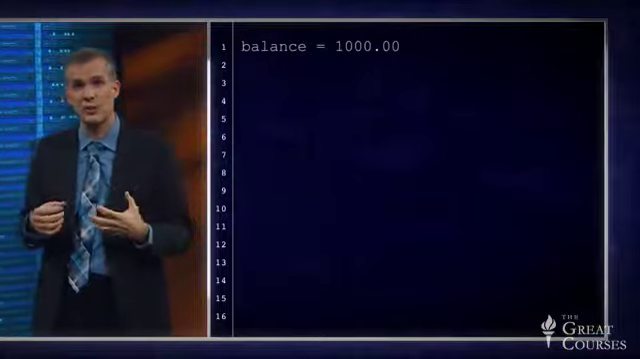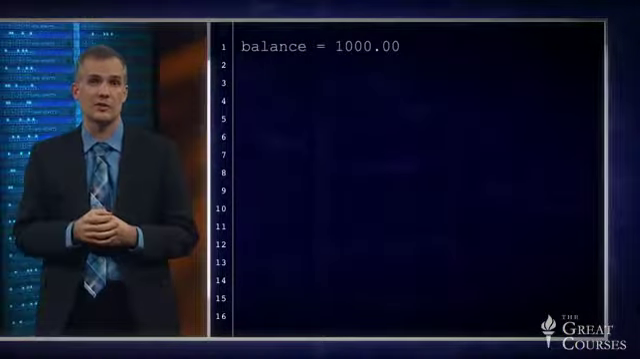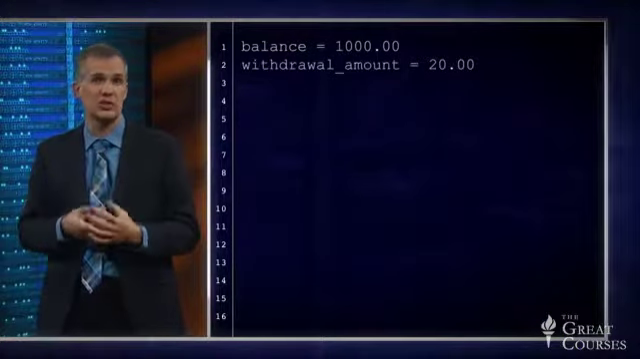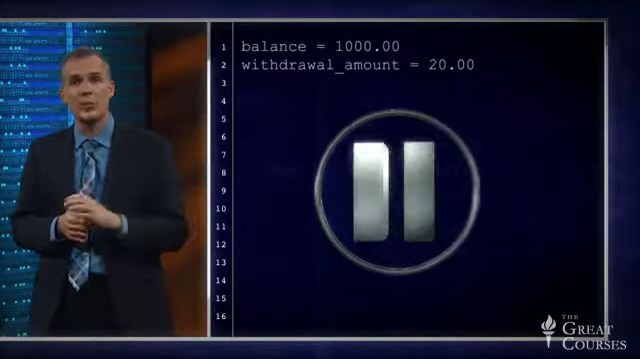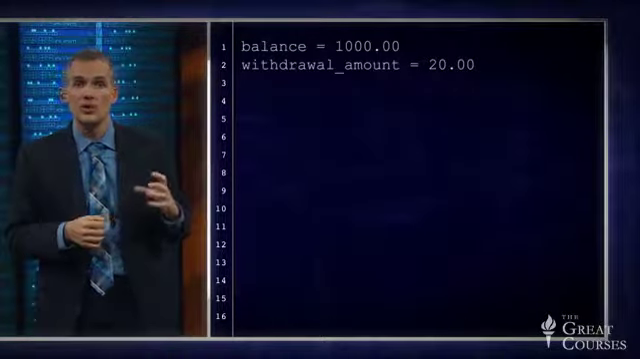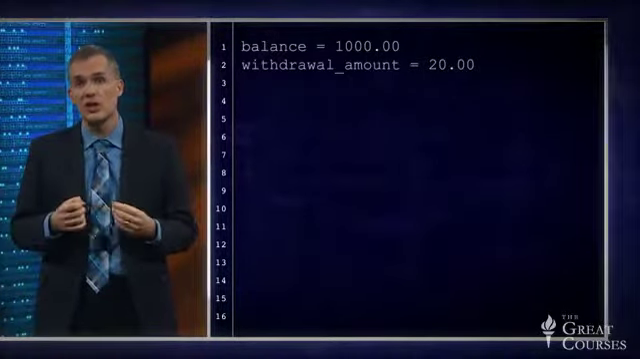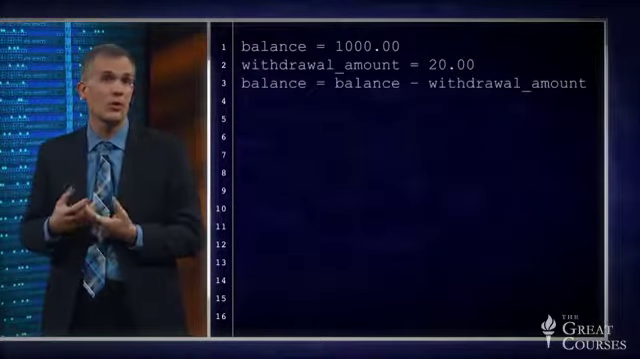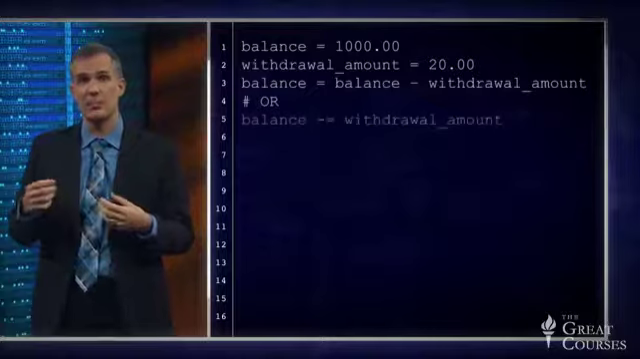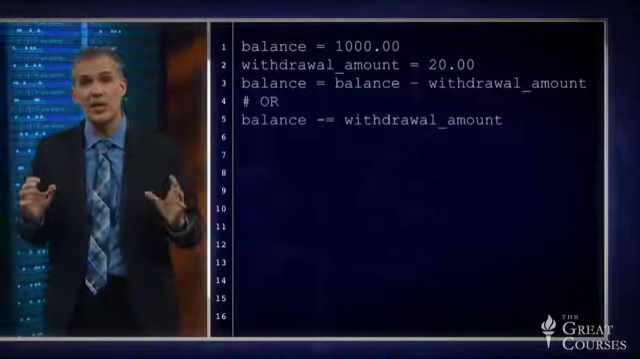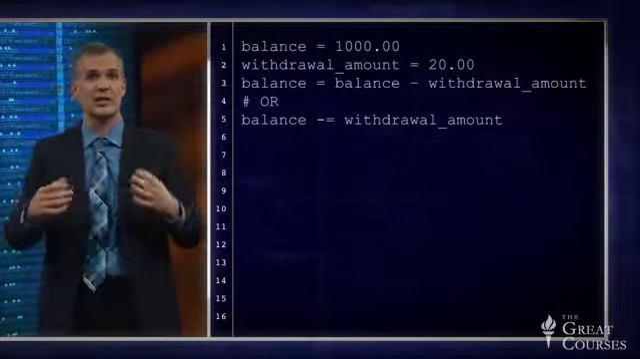Let's try an example. Let's say that we had a bank account with a starting balance of $1,000. Then, let's say that we had a withdrawal of some amount, say $20. How would we compute the new balance? Well, we would use one of two commands. We could assign balance a value of balance minus withdrawal amount. Or we could say balance decreases by the value of withdrawal amount. Either way would perform the same subtraction and give the same answer.